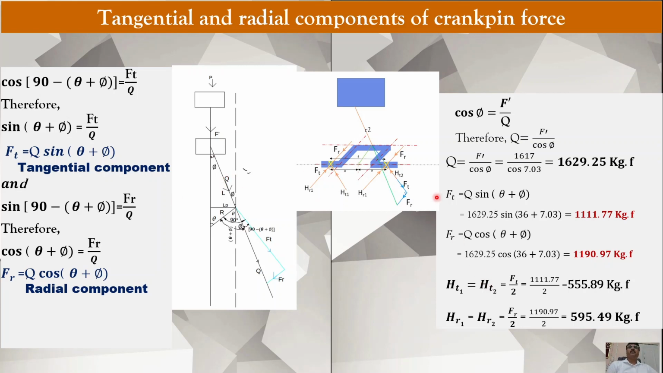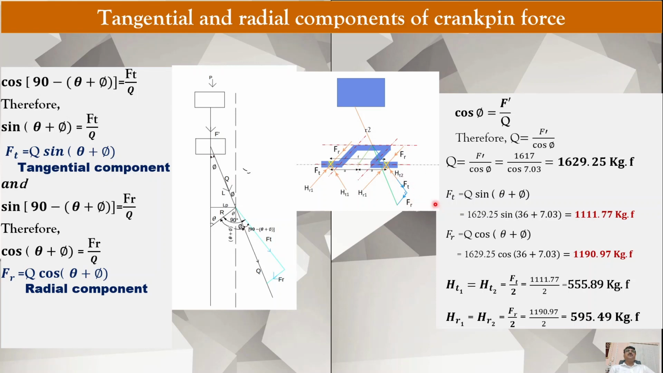Now looking at this figure, this Ft is the tangential component of force Q. Q force is here, so this has two components, tangential and radial. These components are making 90 degrees. The tangential component is making the crankshaft rotate. Fr is the radial component which is directed toward the center.